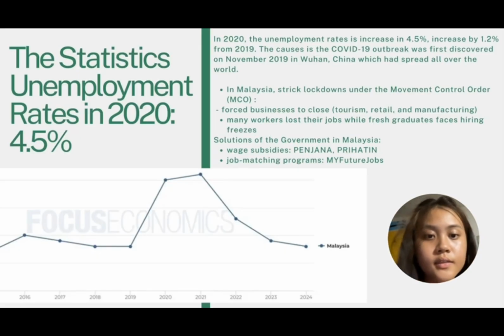The cause is the COVID-19 outbreak, which was first discovered in November 2019 in Wuhan, China, and has spread all over the world. In Malaysia, strict lockdown under the Movement Control Order (MCO) forced businesses to close, particularly in tourism, retail, and manufacturing. Many workers, especially in informal sectors, lost their jobs, while fresh graduates faced a hiring freeze. Government intervention, such as wage subsidies and job matching programs, helped mitigate the impact.